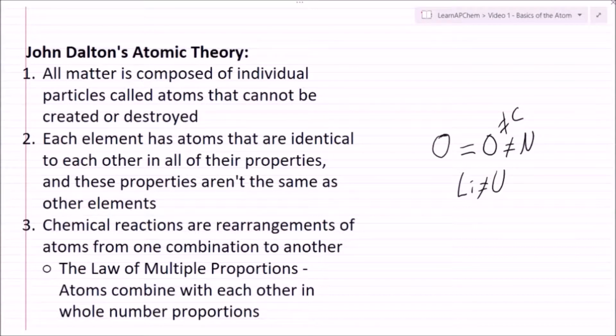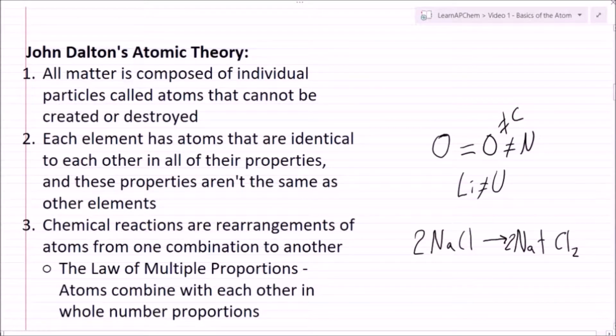but two atoms that are the same will have all the same properties. The third rule is that chemical reactions are rearrangements of atoms from one combination to another. And all this is saying is, let's say we have a really simple reaction. We're splitting salt, sodium chloride, into sodium metal and chlorine gas. These atoms in this reaction are just being rearranged, which ties into the first rule, that atoms aren't being created or destroyed.